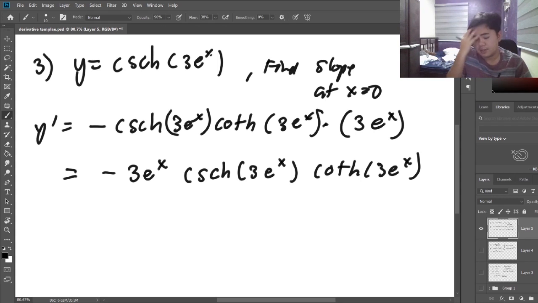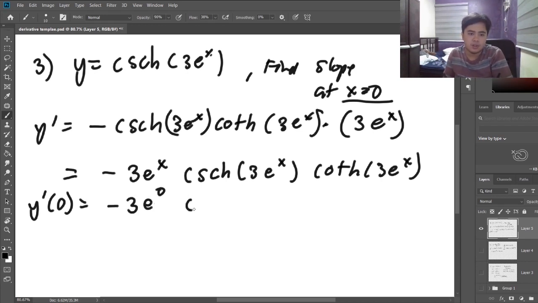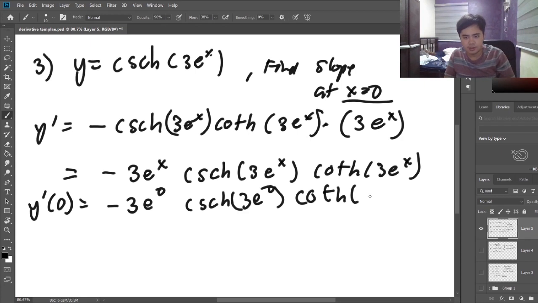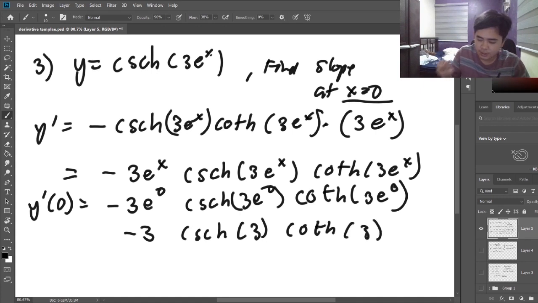Now how do we do this? We know that we need x equals 0, so let's put that first. This is y prime, so let's find y prime of 0. This is now equal to negative 3 times e to the 0, hyperbolic cosecant of 3e to the 0, hyperbolic cotangent of 3e to the 0. This is going to be negative 3, then hyperbolic cosecant of 3, hyperbolic cotangent of 3.